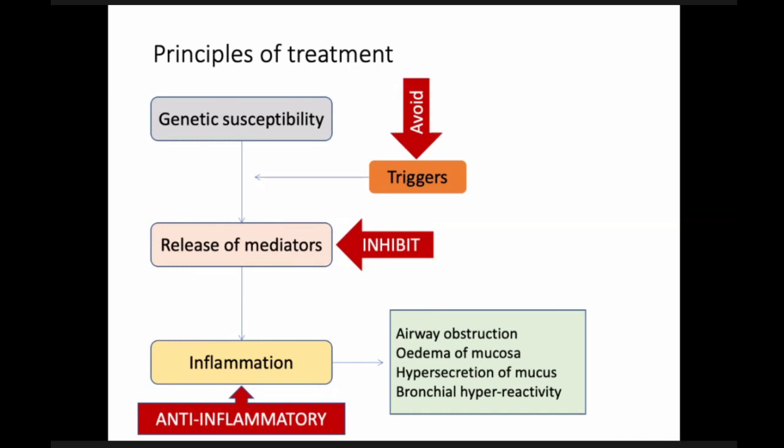These anti-inflammatory medications are ideally delivered directly to the bronchial mucosa through the inhaler route, and the results of inflammation like airway obstruction we can counteract with the use of bronchodilators. So these are the weapons we have in our armament to counteract this cascade or this process and to give some relief to the patients with asthma.